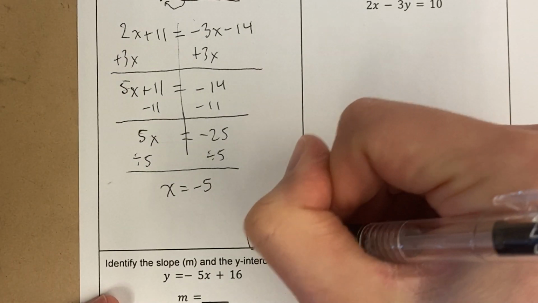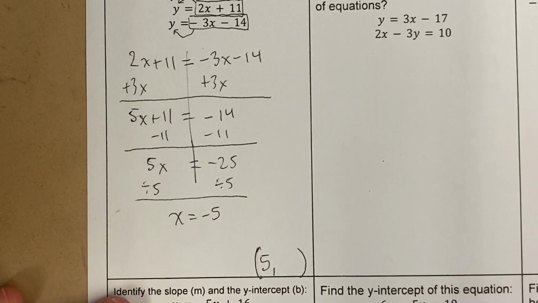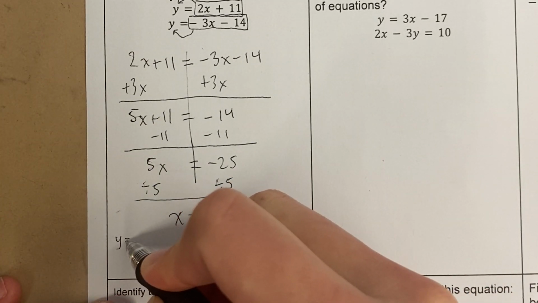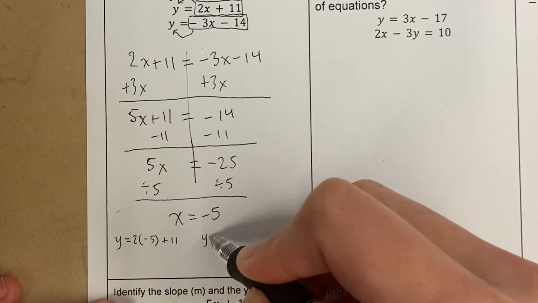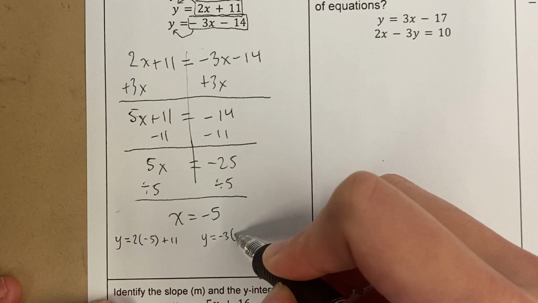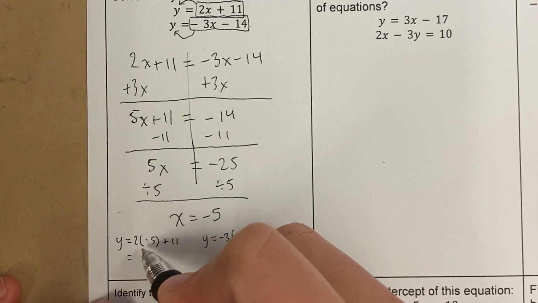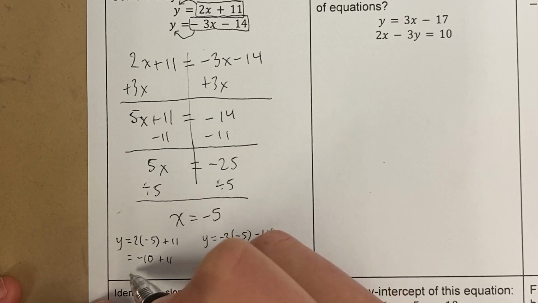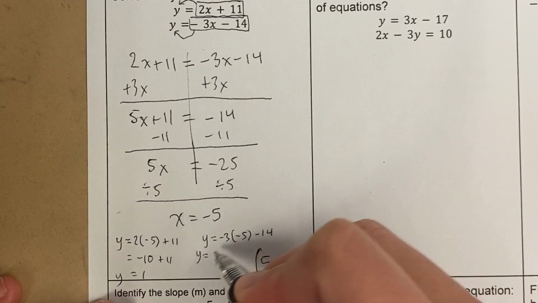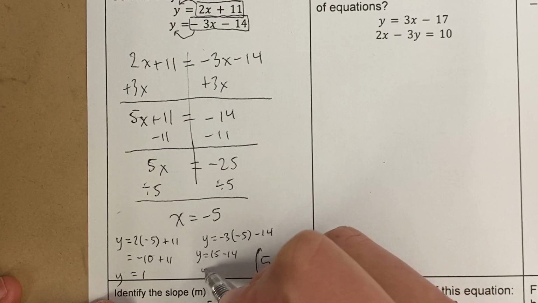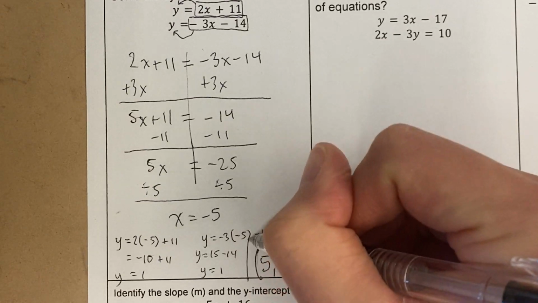Remember, when I'm solving a system, I need an x and a y. So how can I find the y value? I can plug this x back in. And in fact, I can plug it into both equations, and that kind of checks my answer. So here, for example, this becomes negative 10 plus 11, that's 1. So that's y equals 1. This becomes negative times negative is positive 15 minus 14, that's also y equals 1. So I got the same two answers. That's going to check my answer, and I know for sure that's correct.